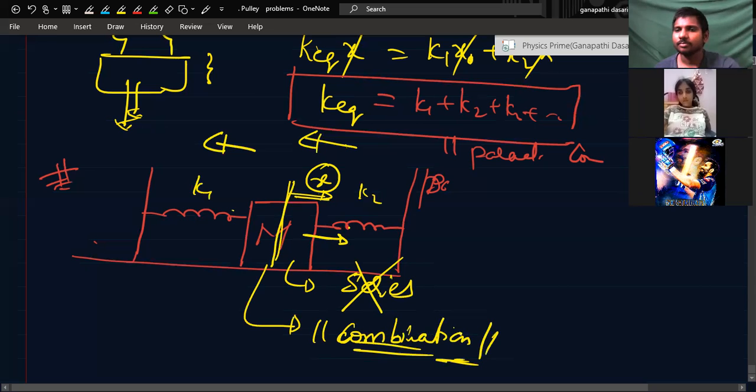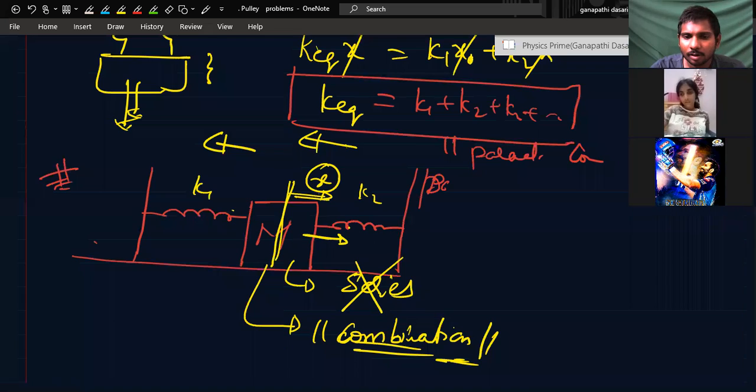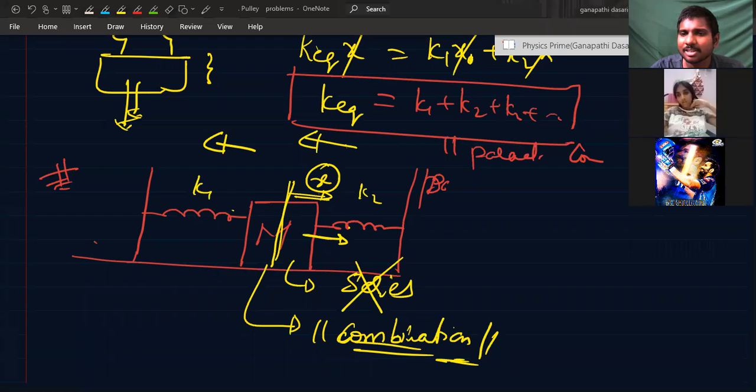So, did you understand this concept? You will use this concept mostly in simple harmonic motion, and some other in-depth questions can be solved in the simple harmonic motion topic.